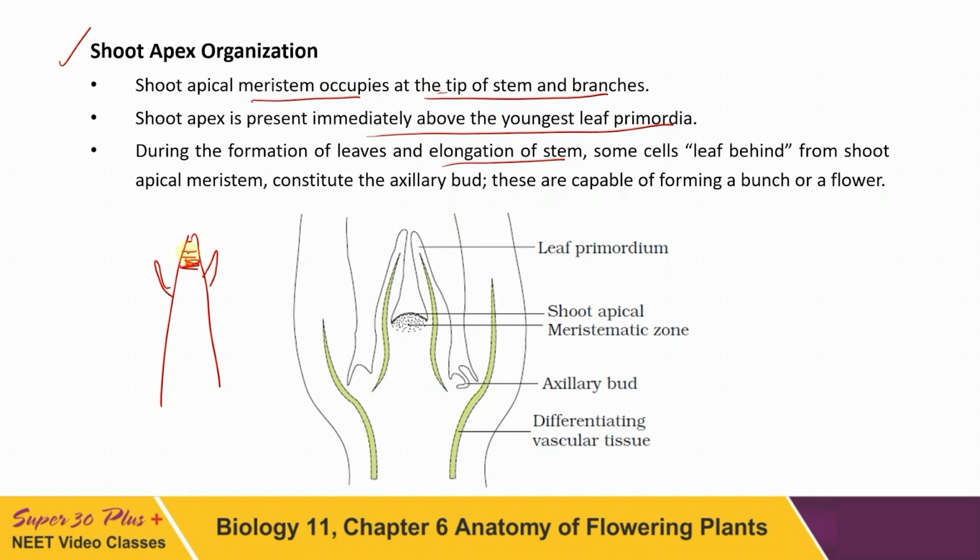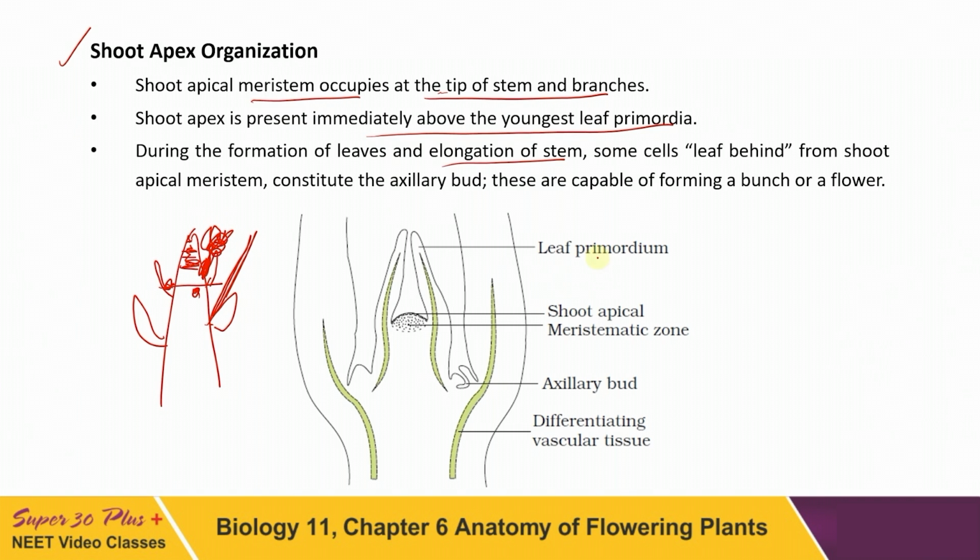You see, this is the meristem. When it elongates, a few cells will be left here, in the axis of the leaf, and they will become axillary bud. So axillary bud and apical meristem, both of these are primary meristem. In some cases, these buds will develop into branches, and in some cases, these axillary buds may develop into flowers, right?